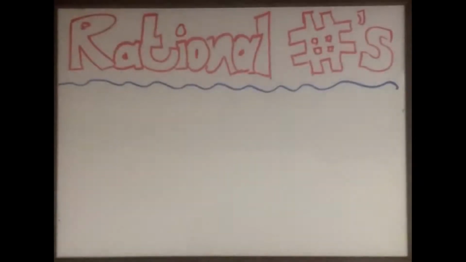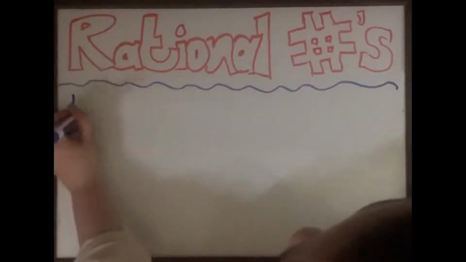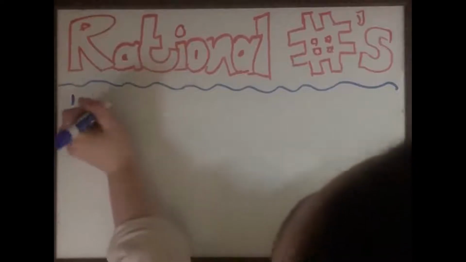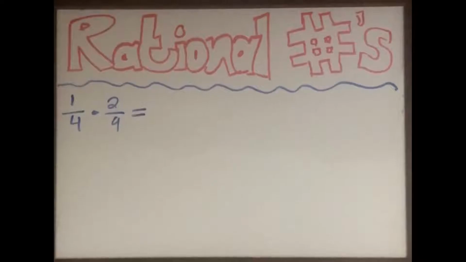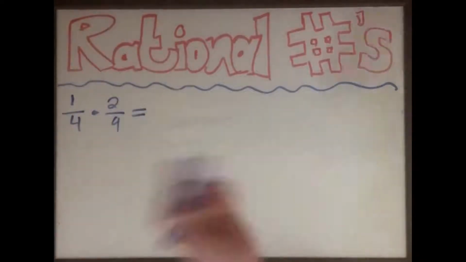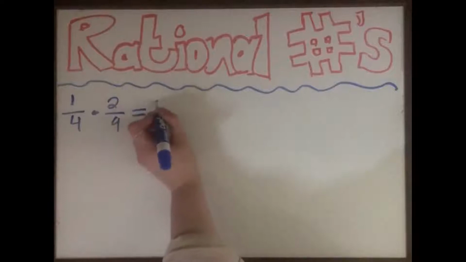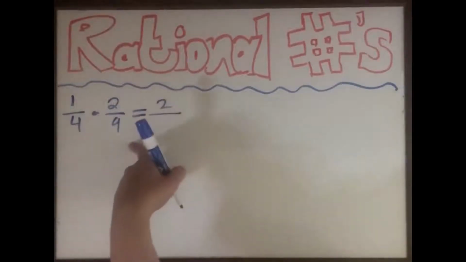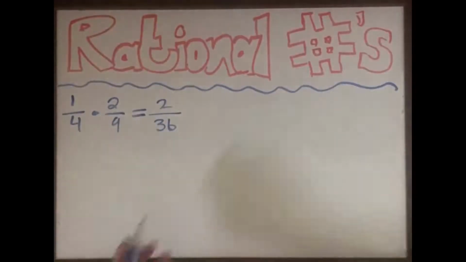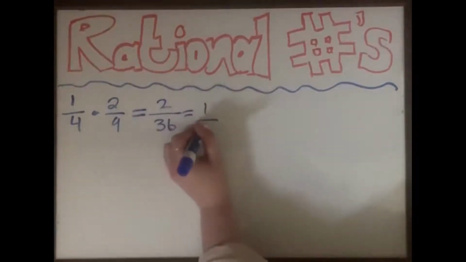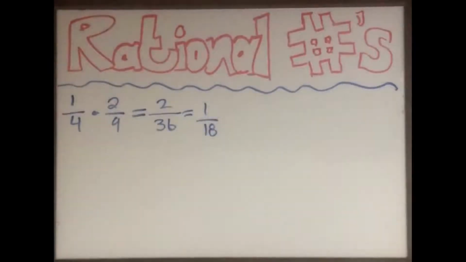Okay, so multiplying and dividing fractions is a little less complicated than addition and subtraction. So let's take, for example, 1/4 times 2/9. For multiplication, all you do is you multiply the top and multiply the bottom. So 1 times 2 is 2. 4 times 9 is 36. So 2/36, which then can be reduced to 1/18.